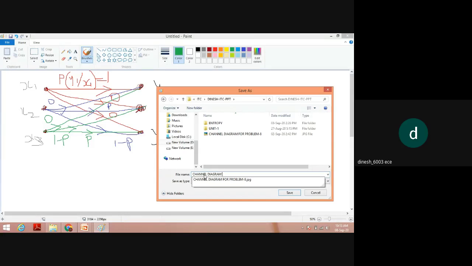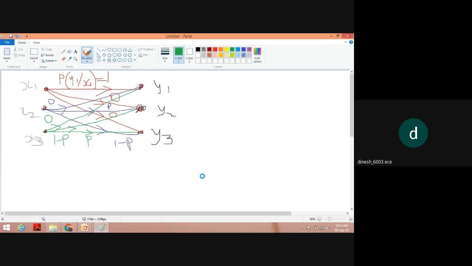This is how to draw the channel diagram for the ternary channel. Okay. So now what we are going to do is that we are going to erase, we are going to eliminate wherever we have got the channel transition as 0.